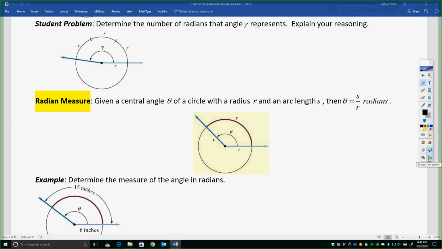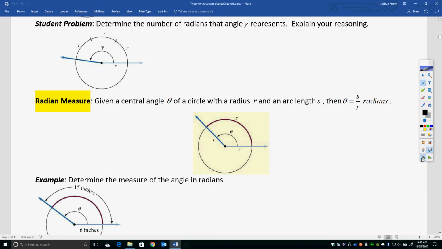Okay, for the student problem, this would be 3 radians. That is how big that central angle is, basically, because it has 3 radii as an arc length. Okay, let's go to the radian measure formula, and we'll try some problems here.